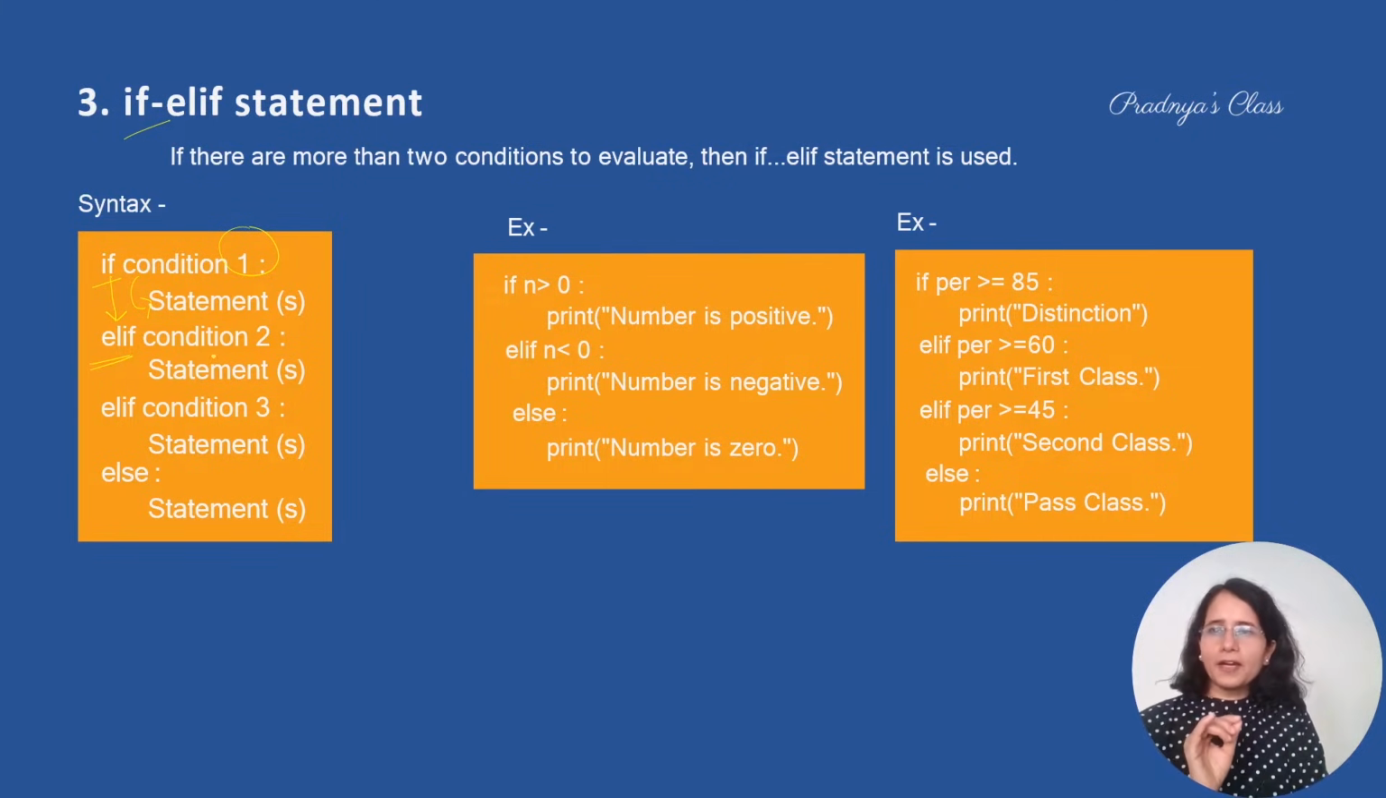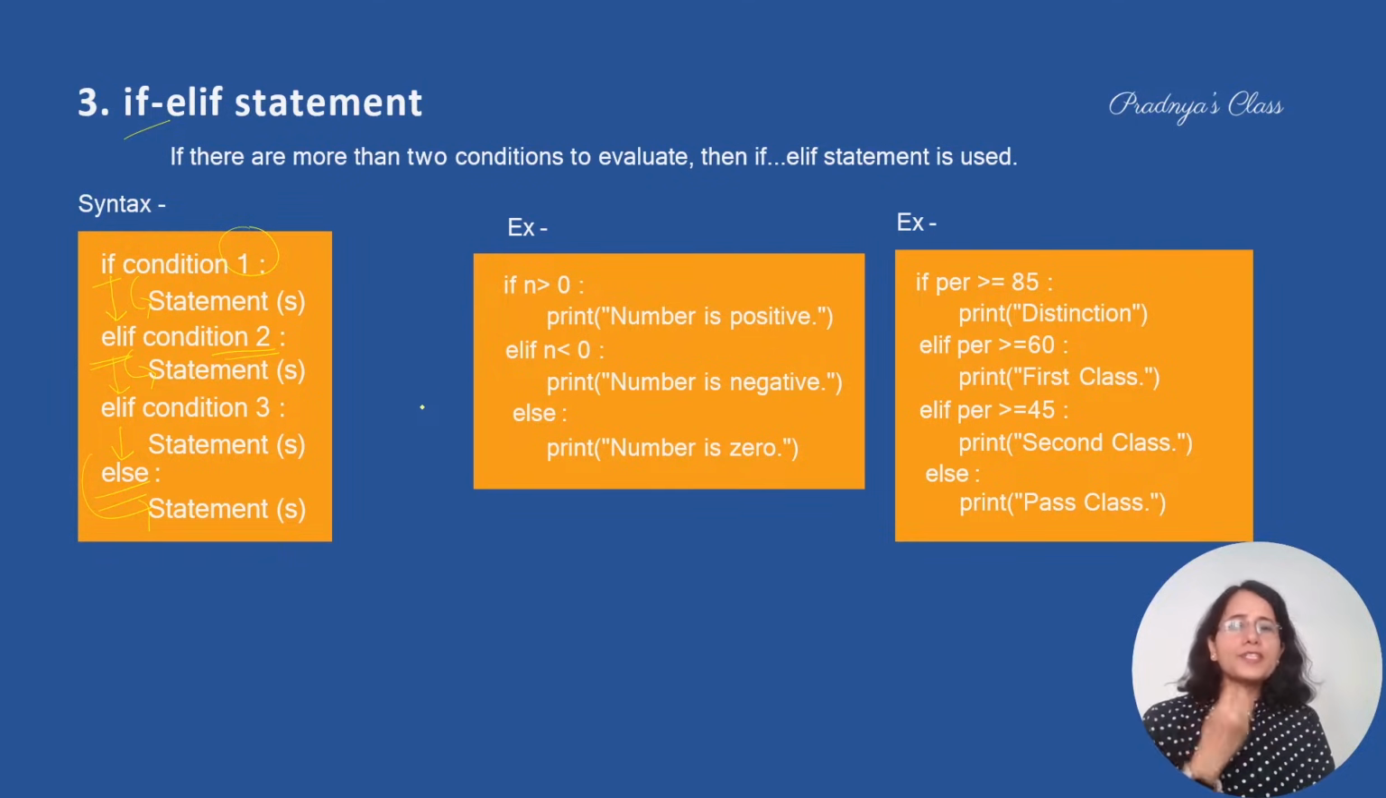Along with elif, we are writing the second condition. If the second condition is true, control will come inside this block. Again, you can continue in this way and you can write as many conditions as you want. But at the last, you have to write the else part. If all the conditions are false, then the control will come to the else block.